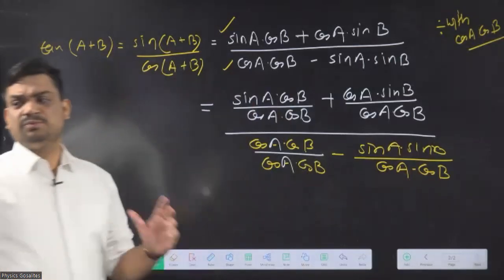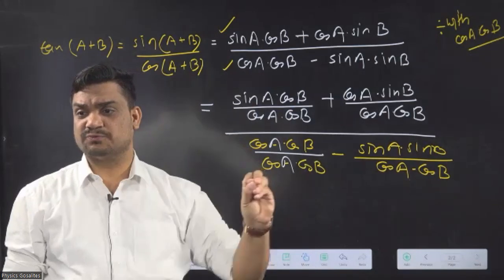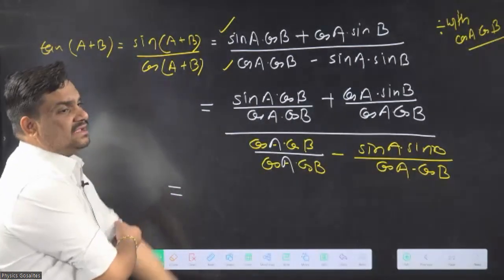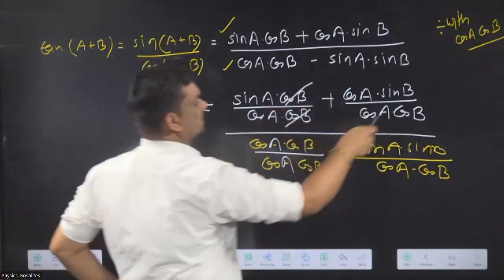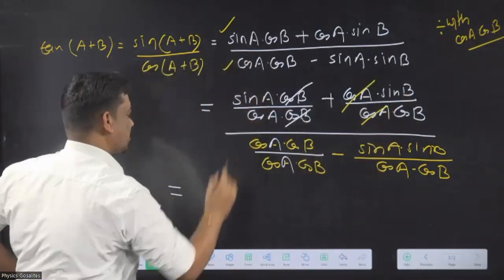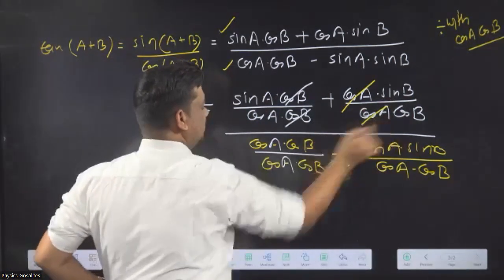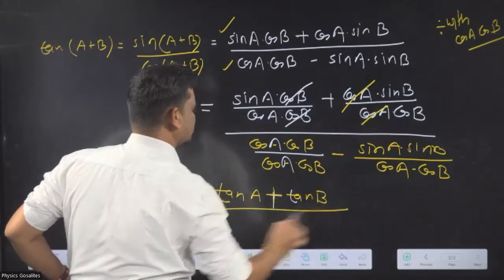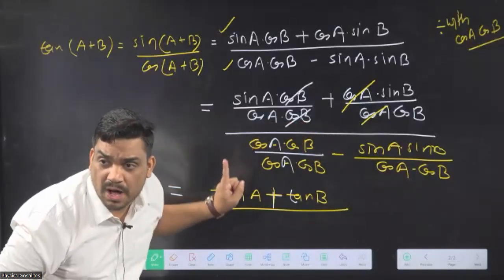Again, proof only for one time. Later on we will ignore this proof. We can say what it comes to. Sin A, cos B cancelled. Here cos A cancelled. You can say sin A by cos A is nothing but tan A. Here this is sin B by cos B, tan B. Divided by cos A cos B over cos A cos B, this whole term is 1.